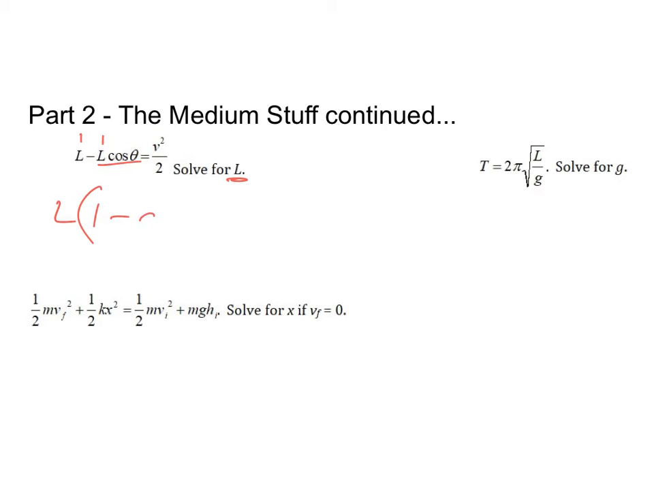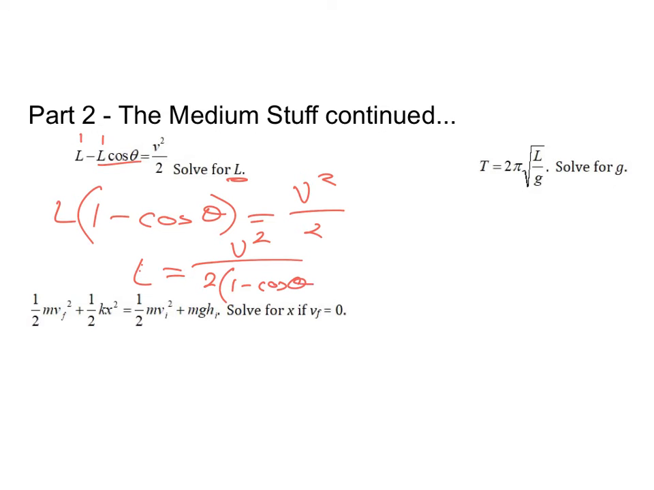L times 1 minus cosine theta equals v squared over 2. Now I'm going to divide by the 1 minus cosine theta, and I get L equals v squared over 2 times 1 minus cosine theta. Is that okay? Yes, that's absolutely okay. Or you could say v squared over 2 minus 2 cosine theta. Is that better or worse? I have no idea. They're both right. I don't care.